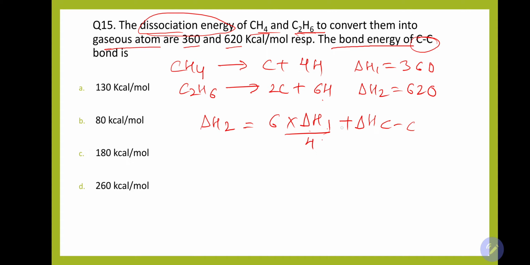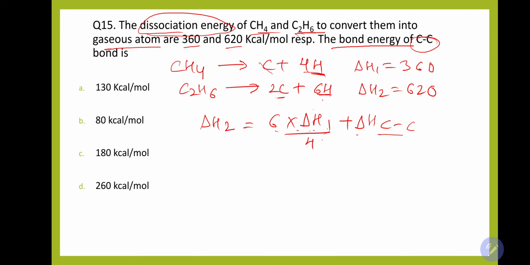Okay, 6 of hydrogen and 4 of hydrogen, right? So it is 6 into delta H. How did we derive delta H2? Okay? So which is equal to delta H of C-C bond also. Okay, one C-C is there, na.